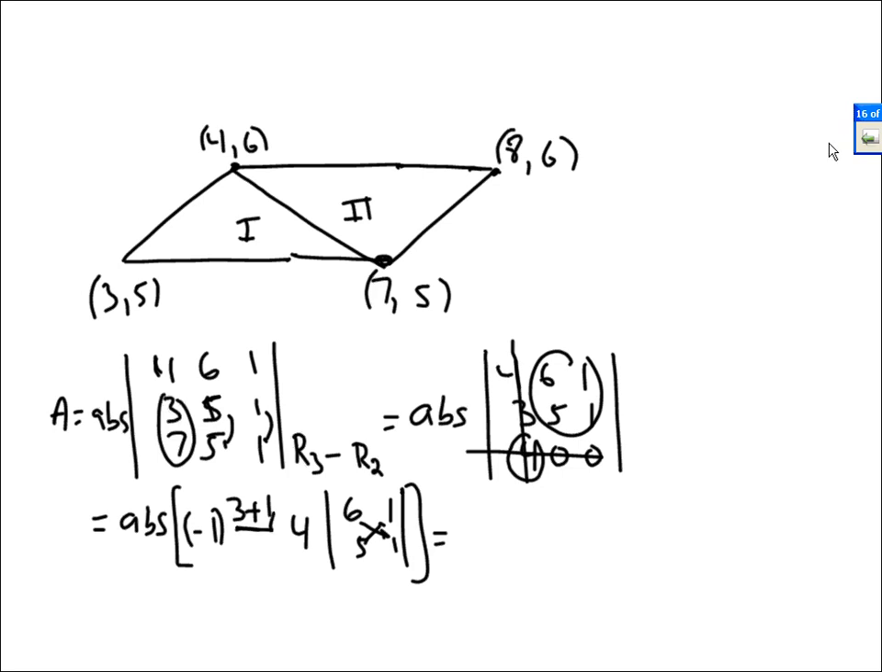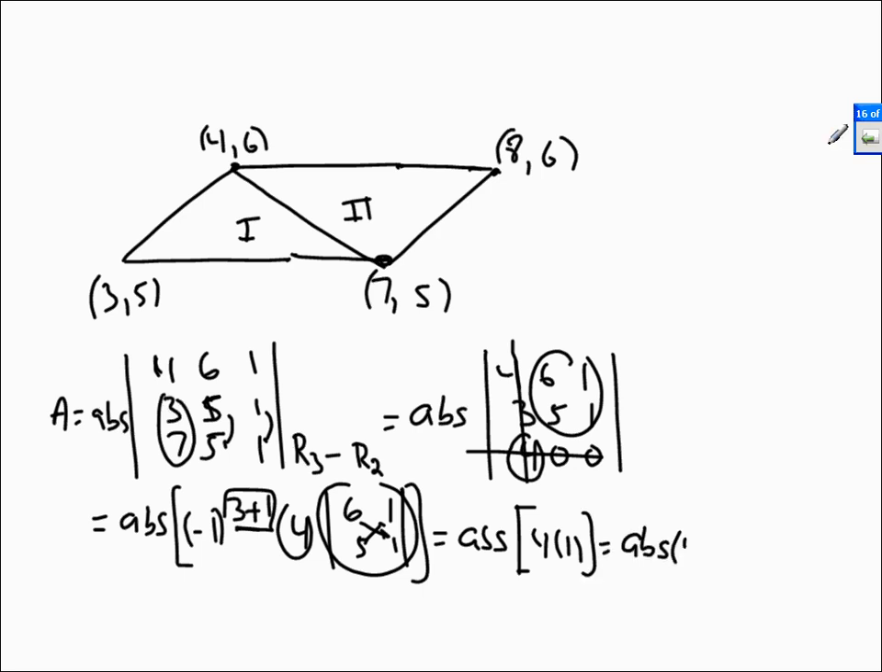Negative 3 plus 1 is even, so negative 1 to the 4 is 1, times 4 is 4. The absolute value of 4 times this 1 is 4 times 1, which is 4, and the absolute value of 4 is 4. This parallelogram has an area of 4.